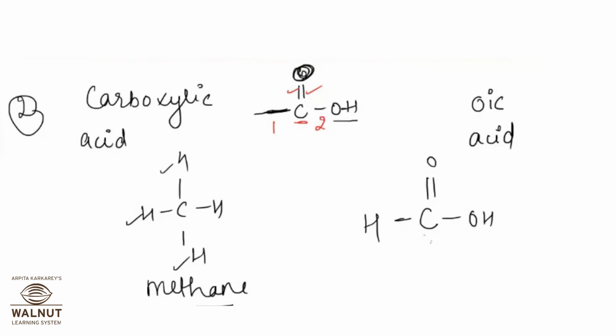This is your methane because it has 1 carbon. Yes, Urvi. This is 1 carbon. So 1 carbon means the root word is meth. What is the suffix? Oic acid. So it is methanoic acid.